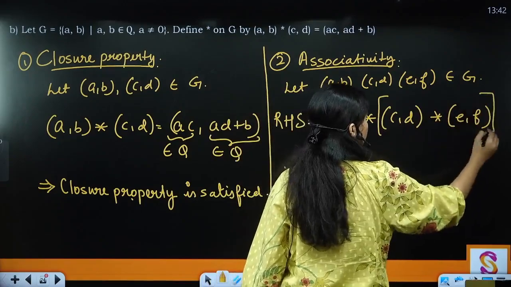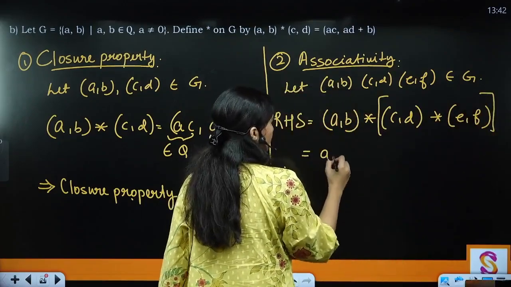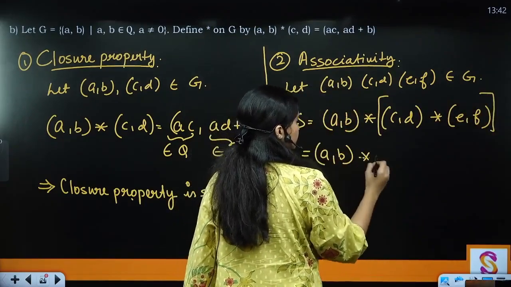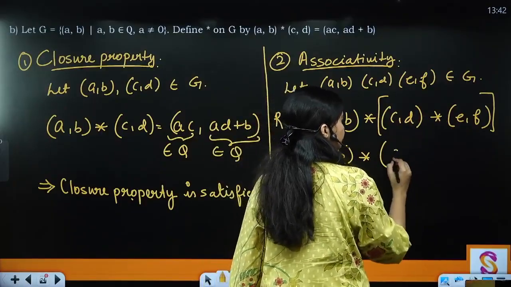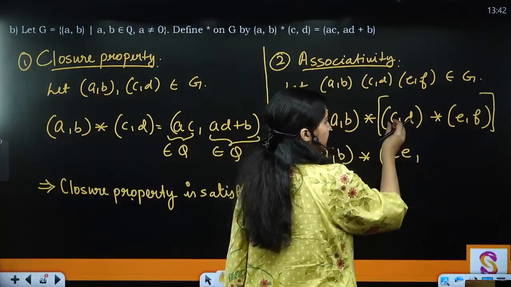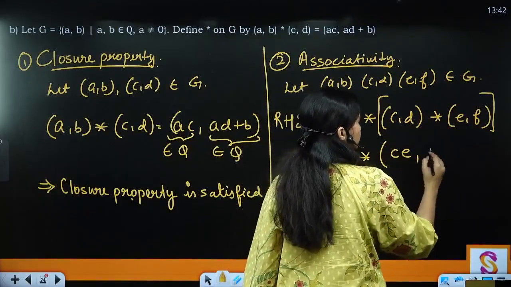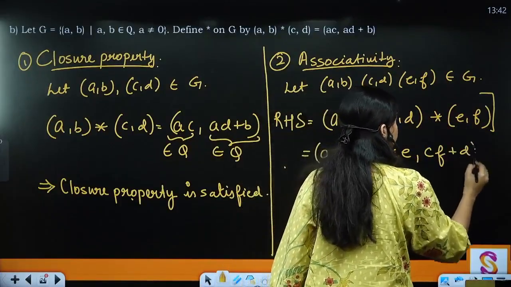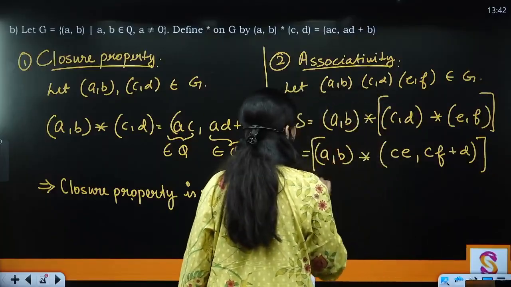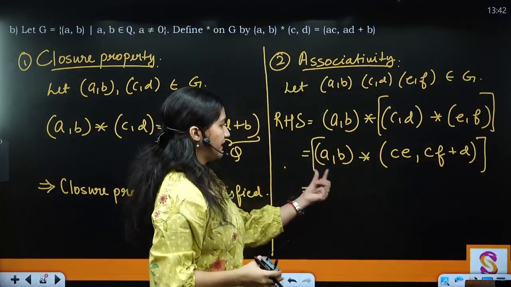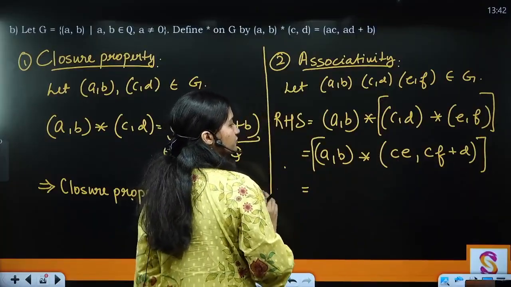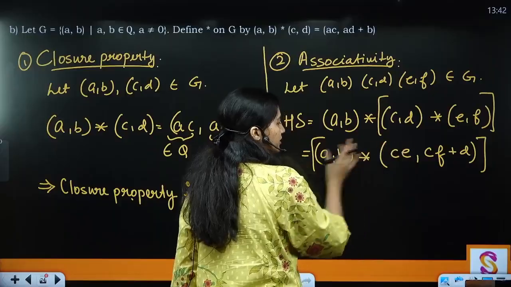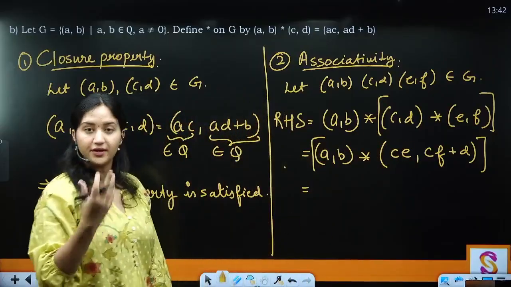First we'll be solving (c, d) operation (e, f). What is the ordered pair going to look like here? ac, that means c into e is going to be the first coordinate. Then ad, that is cf plus d. Now apply the same with (a, b) and (ce, cf plus d). Now first you are supposed to multiply the first coordinates of the ordered pairs.